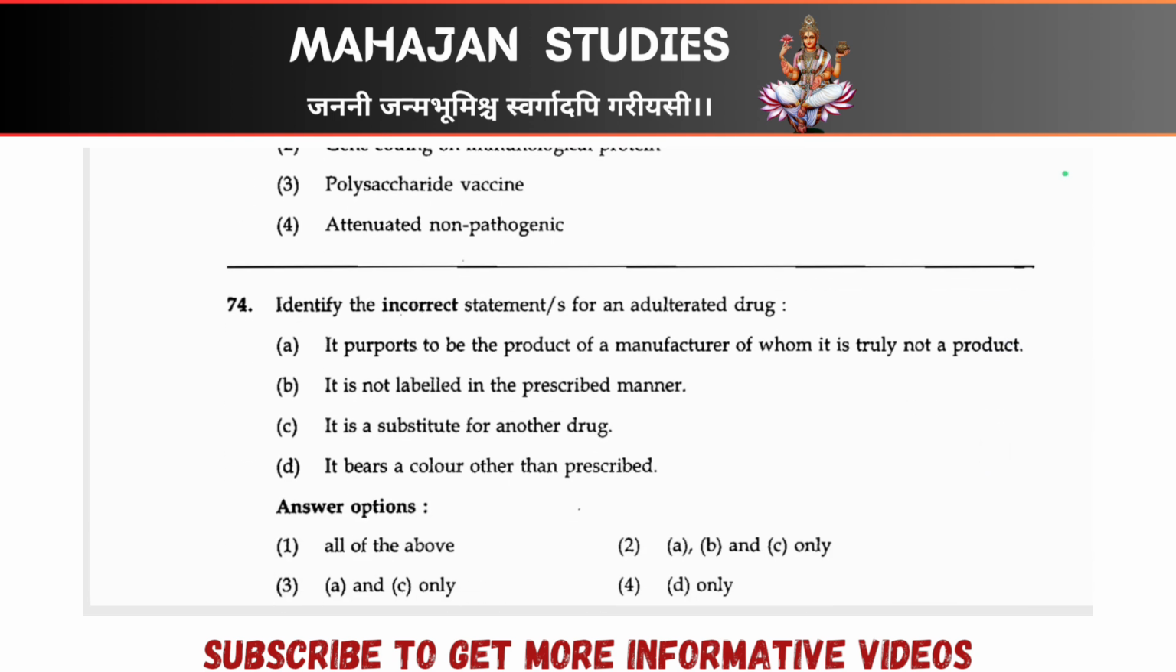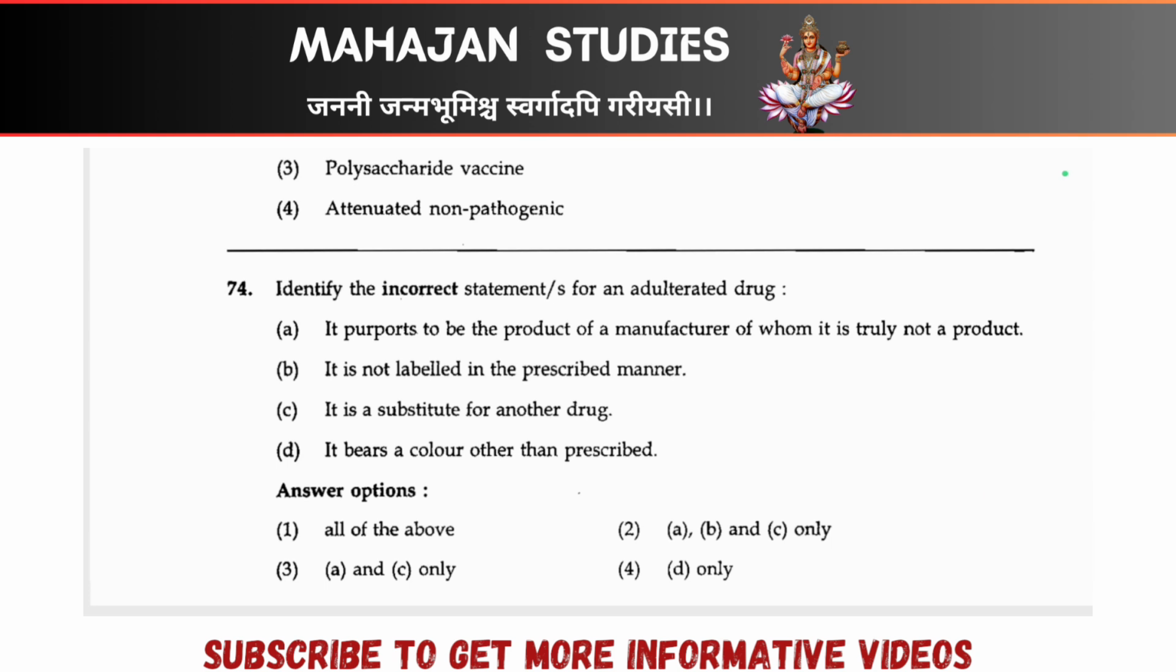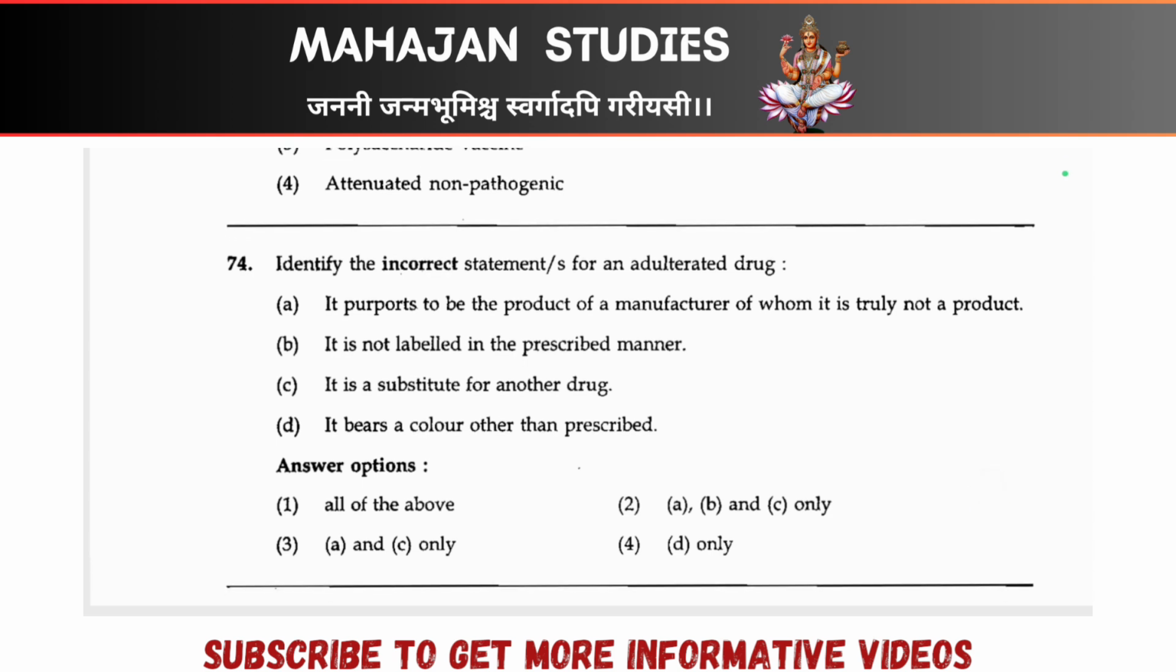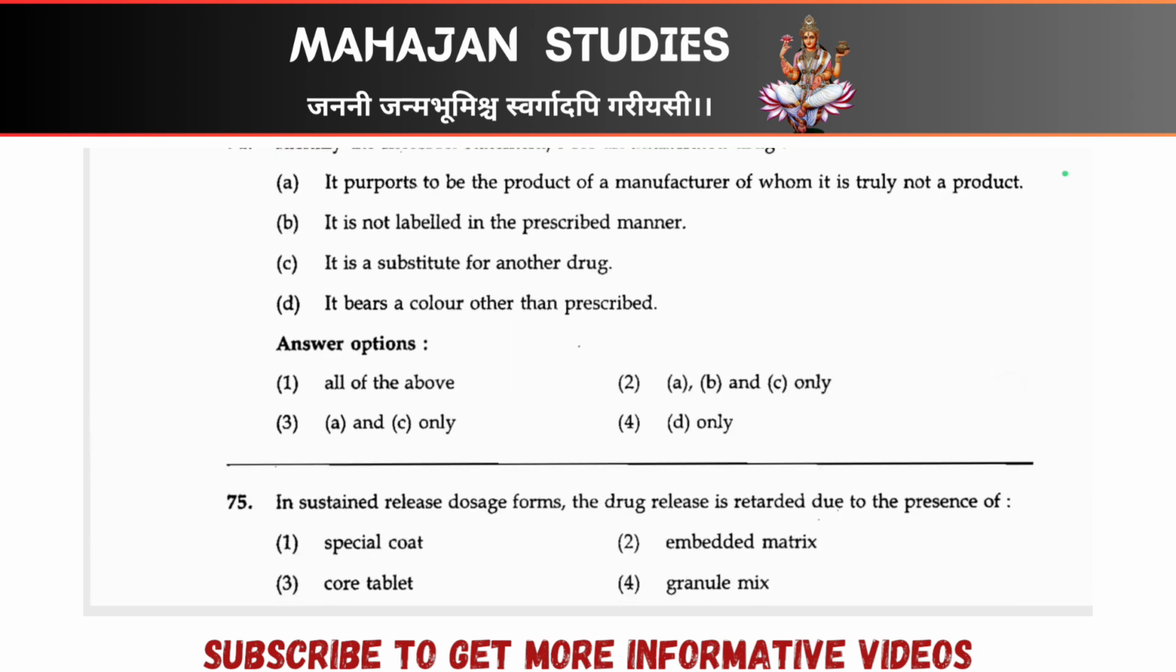Next question. Identify the correct statement for an adulterated drug. Option A, it purports to be the product of a manufacturer of whom it is truly not a product. Next, it is not labeled in the prescribed manner. Option C, it is a substitute for another drug. Option D, it bears a color other than prescribed. So the correct answer is option 2, that means A, B and C.